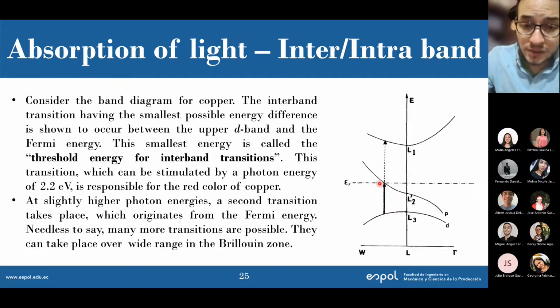So this smallest energy, from the filled d state to the Fermi energy, is the interband transition with the smallest possible energy difference. That value of energy, from here to here, is what you call the threshold energy for interband transition. So it's the minimum energy that you need in order for an electron to be excited from your filled band, in this case your filled d band, to the Fermi energy level. So this value of energy is what we call the threshold energy.